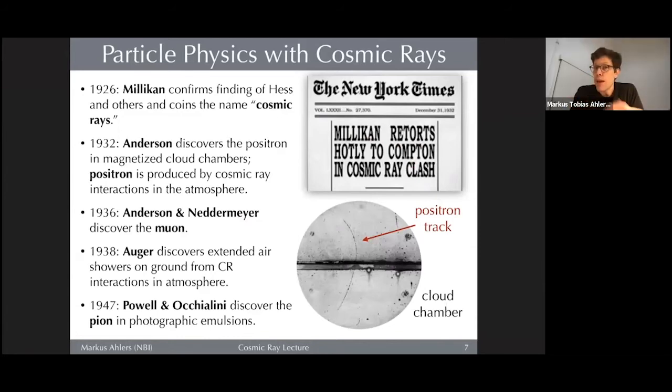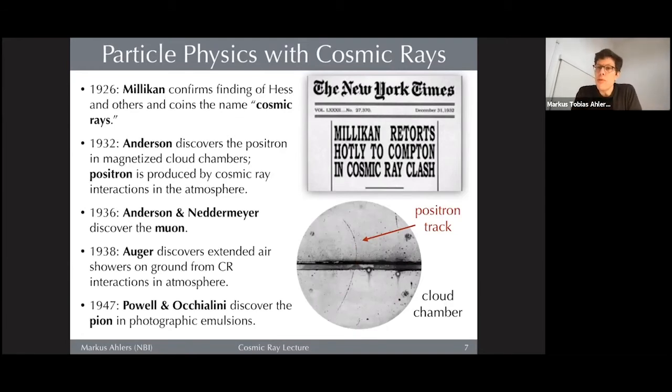As I said, the cosmic ray shower is a source of short-lived particles and also antimatter like positrons. So cosmic ray physics was very early on very tightly connected to the advent of particle physics. I already mentioned Anderson, who discovered the positron produced by cosmic ray interactions in the atmosphere. And this is here a picture from his measurement where you see the bending track of a positron in a cloud chamber. And together with Hess, he received the Nobel Prize for this.